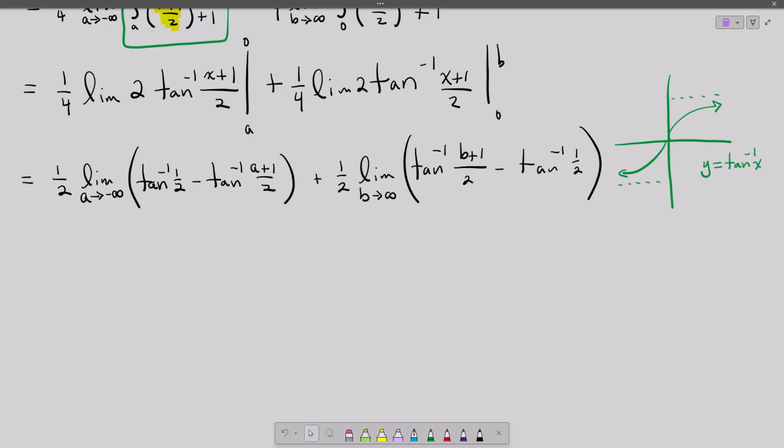A is going to negative infinity. If you add 1 to that, the numerator is still going to negative infinity. If you divide a quantity that's going to negative infinity by a constant, it's still going to negative infinity. So the inside here is going to negative infinity. When we look at the arctangent function, if we start moving in the negative infinity direction, where does the arctangent function go to? What number does it go to?